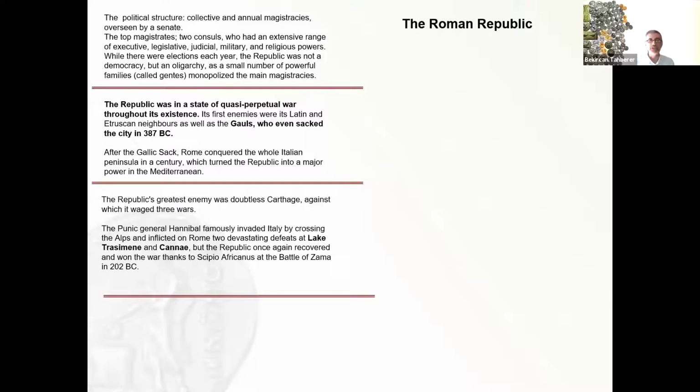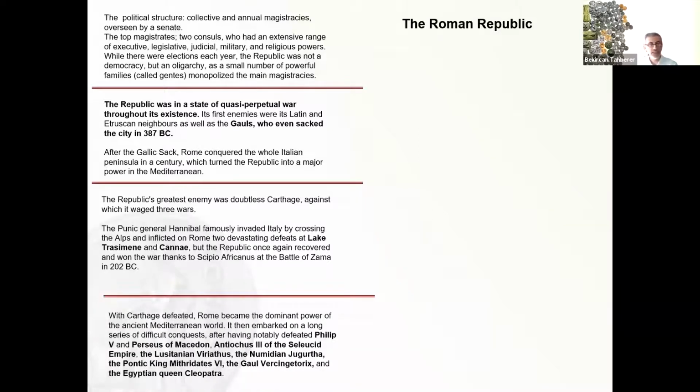Their greatest enemy was, of course, Carthage, and they had 3 wars. They had 2-3 wars with other enemies, but their greatest enemy was Carthage at that time. Hannibal invaded Italy, and he was about to annihilate Rome, but for whatever reason, he didn't do that. He waited, and then he simply perished himself. With Carthage defeated, Rome became the dominant power of the ancient Mediterranean world.